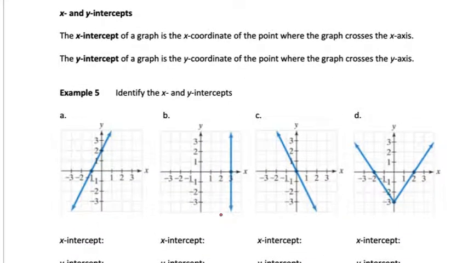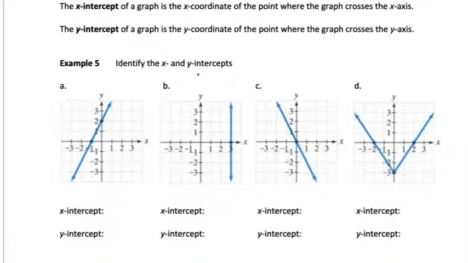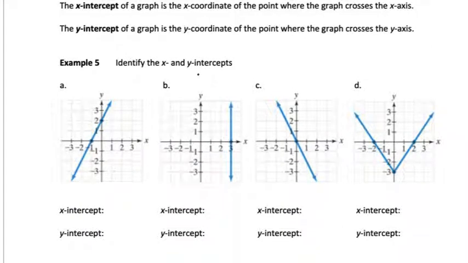Next we're going to talk about x and y intercepts. The x and y intercepts are the points where the graph crosses the x-axis and the y-axis. The x-intercept is where the graph crosses the x-axis, the y-intercept is where the graph crosses the y-axis. So looking at example 5 from the textbook, we're identifying the x and y intercepts. Now some books will have you identify these and write them as points in ordered pairs with the parentheses. Our book and our homework in MyLab Math, you're just going to write the number of the point where the graph crosses the axis.